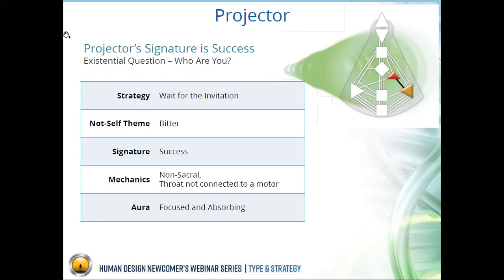So that's how to know. If you have a motor connected to the throat, you're a manifestor. If you have a motor connected to the throat and the sacral colored in red, you're a manifesting generator. And if you have no sacral, no connection to the throat, you are a projector. And your aura is very focused and very absorbing. So I guess we can go to the next slide.